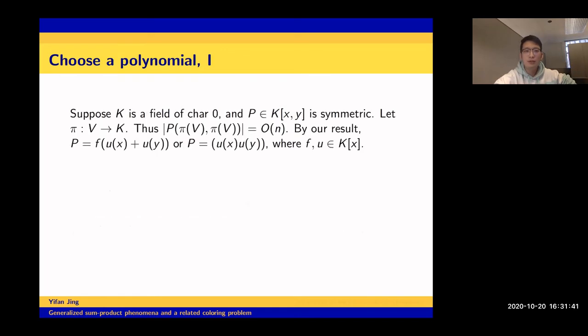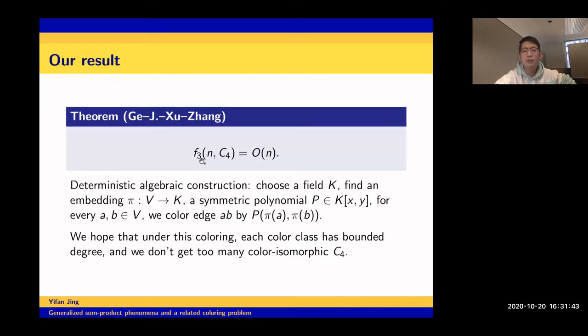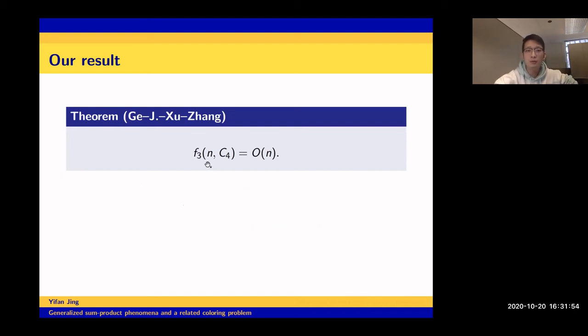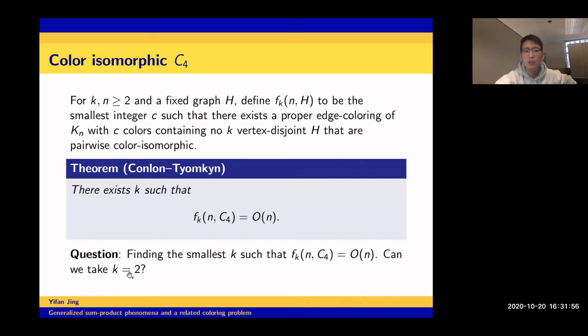So back to the result we prove, we can get 3. Because the polynomial we choose is quadratic, it has at least two different solutions. So that is, we cannot get F2 for C4. So that is still open. So the question asked by Conlon and Tompkins is still open.